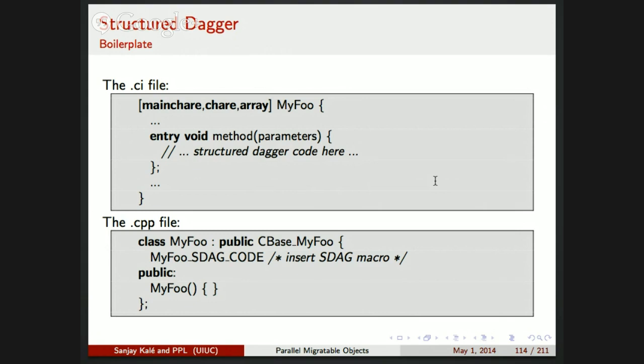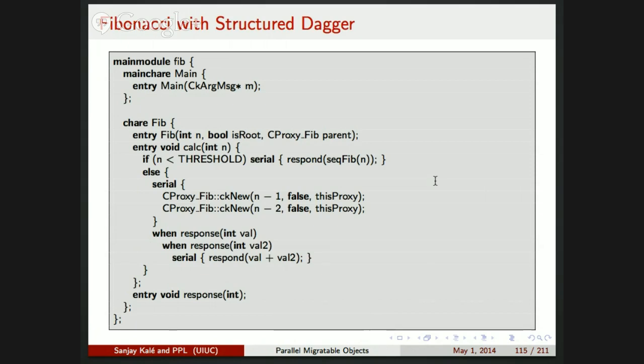Okay, so now we can get to a concrete example, the Fibonacci example, which is in the code directory. In this case, we have the constructor, which doesn't do anything special, so that's defined in the CPP file as it was before. And now we have this driving calc method in the sdag portion. In calc, we receive what Fibonacci number we're supposed to calculate, and if n is less than our threshold, this actually also ties in some of the grain size stuff Harshita mentioned.